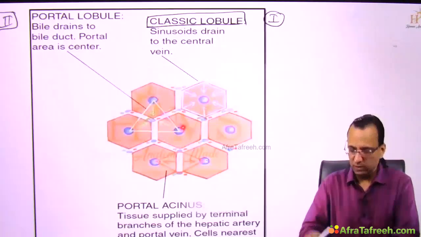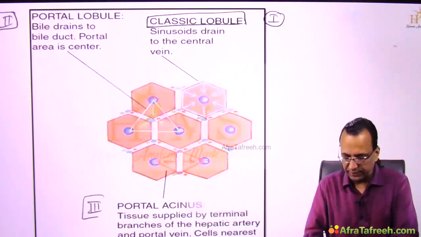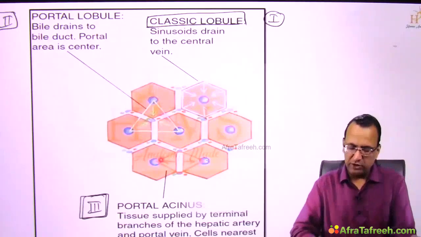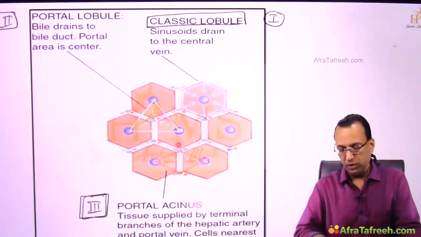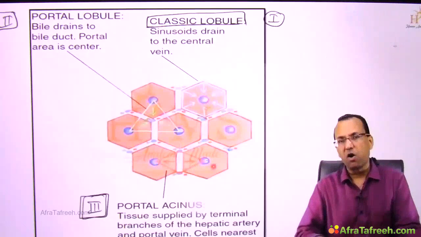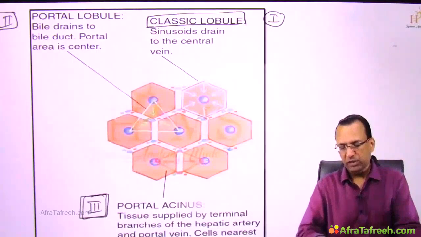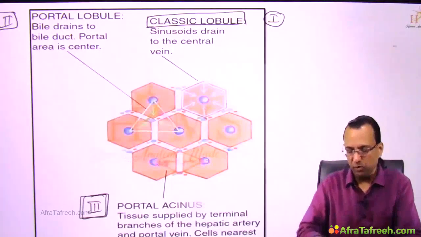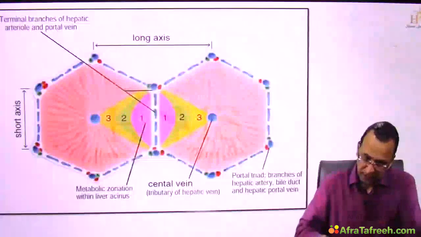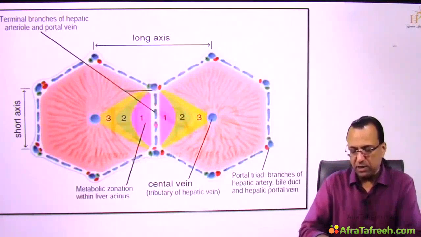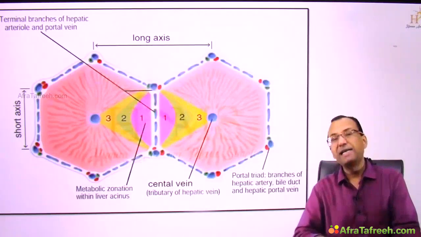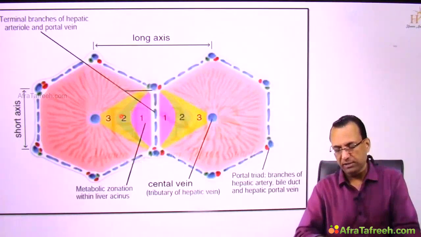And what is the latest one? The third one is the portal acinus, which is based upon the branches of the hepatic artery and the portal vein. It is actually telling us about the zones of ischemia or toxic injury. What is it about? See, these are branches of the hepatic artery and portal vein, and near them is a high level of oxygen, beyond that a low level, and still more distal the least level.